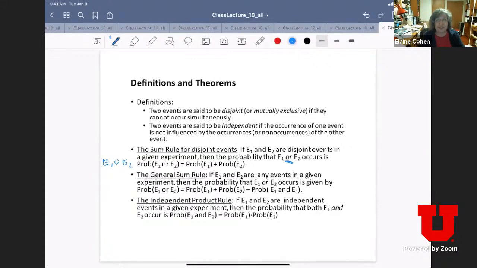And the general sum rule, if you think back, if events are not disjoint, then if E1 or E2 are events, then the probability of E1 or E2 is the probability of E1 plus the probability of E2 minus the probability of E1 and E2. And that falls right out of the inclusion-exclusion rule.